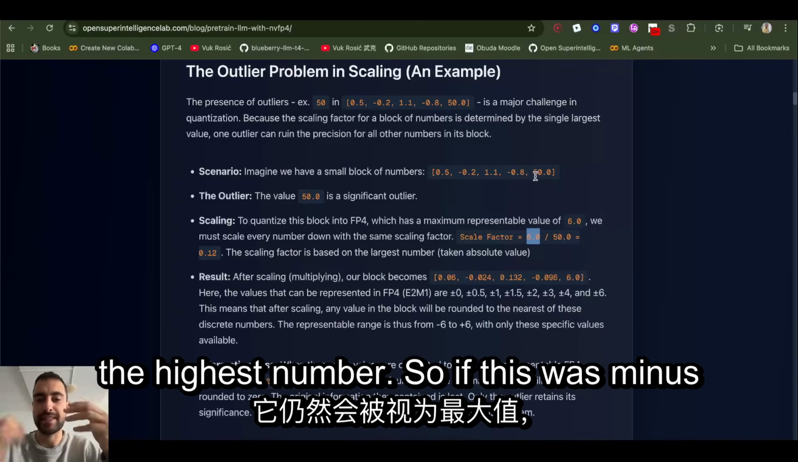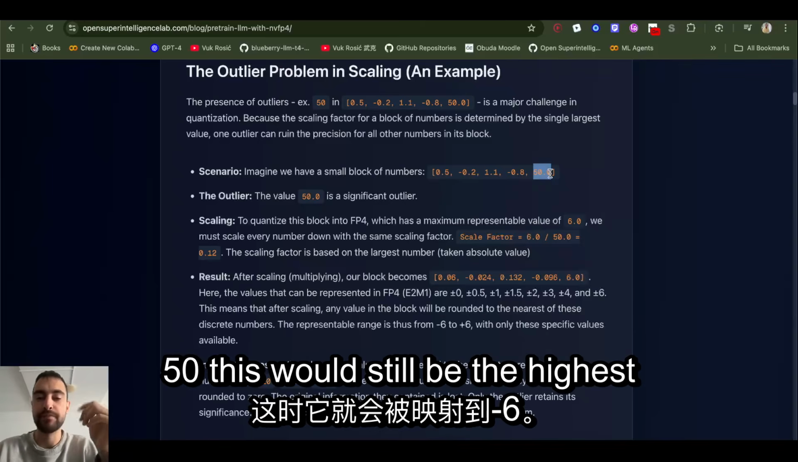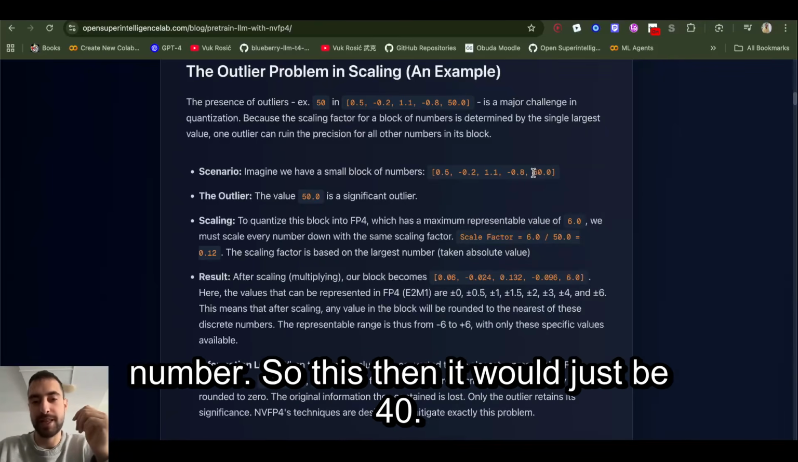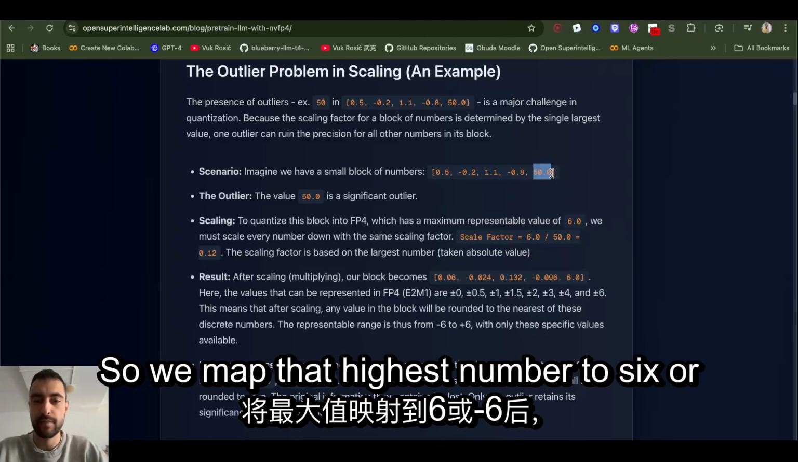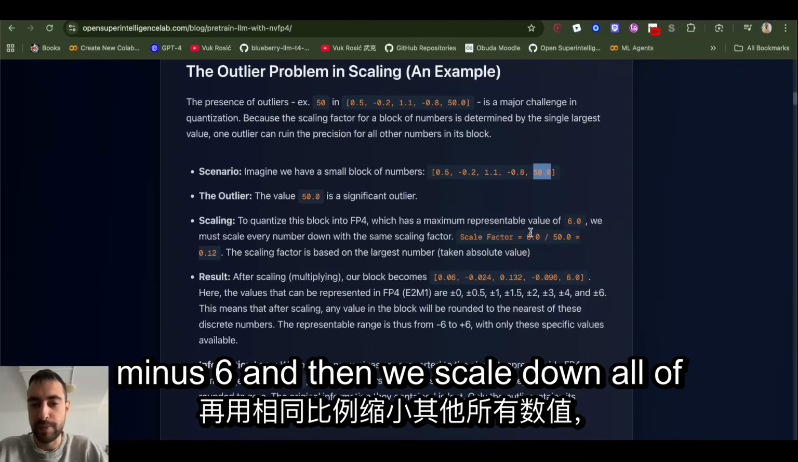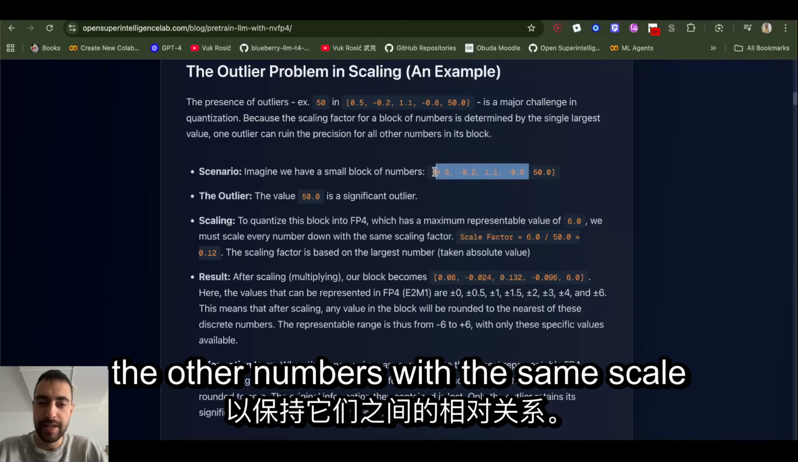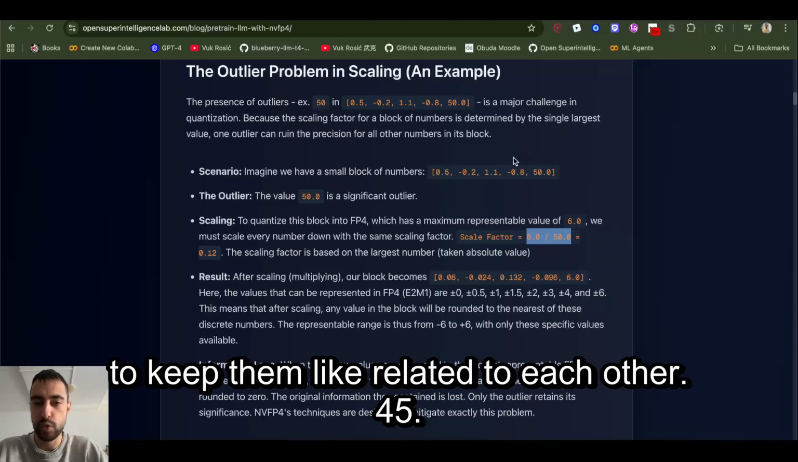So we find the highest number. If this was minus 50, this would still be the highest number, so it would just be mapped to minus 6. We map that highest number to 6 or minus 6, and then we scale down all of the other numbers with the same scale to keep them related to each other.